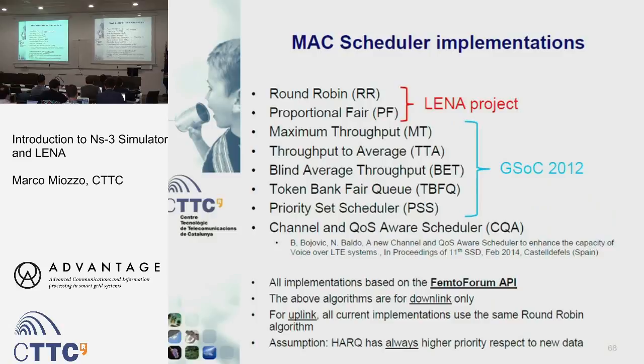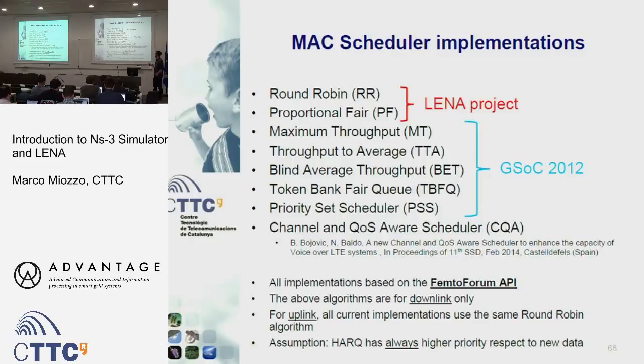LENA supports several scheduler implementations, from the basic ones like round robin and proportional fair, to a few more complex ones like the priority set scheduler that also allows you to have some quality of service aware scheduling, especially the last three. You can set, for instance, that a user might have a certain bit rate or a certain delay. All the implementations, of course, are based on the FFR API.